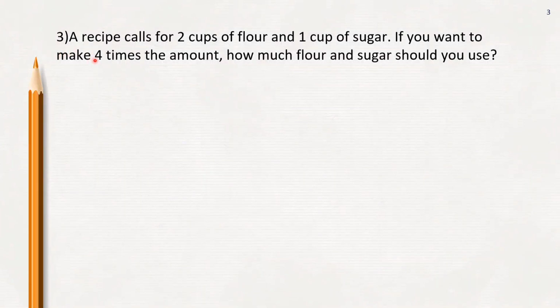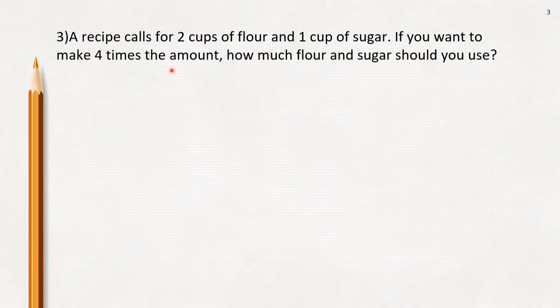Here is one more question. A recipe calls for 2 cups of flour and 1 cup of sugar. If you want to make 4 times the amount, how much flour and sugar should you use? Here, understand the question. A recipe needs 2 cups of flour and 1 cup of sugar. But here we want to make 4 times the amount. So to find the 4 times the amount of the recipe, we'll have to scale up the ingredients accordingly. The original recipe calls for 2 cups of flour and 1 cup of sugar.